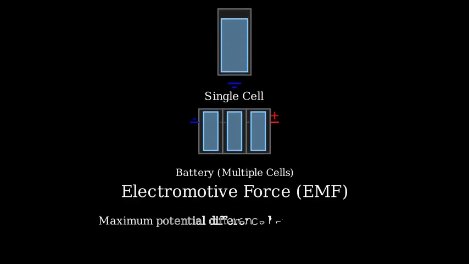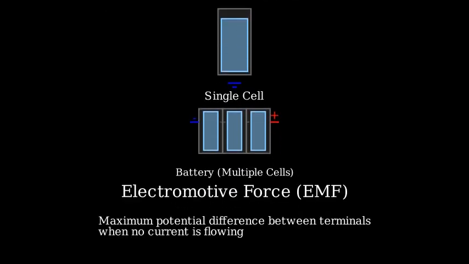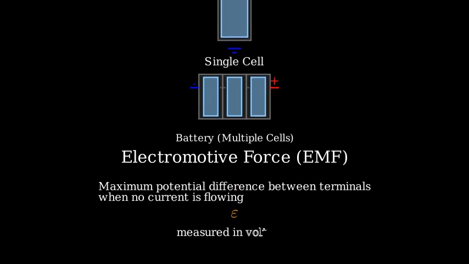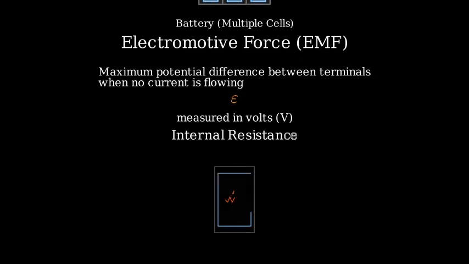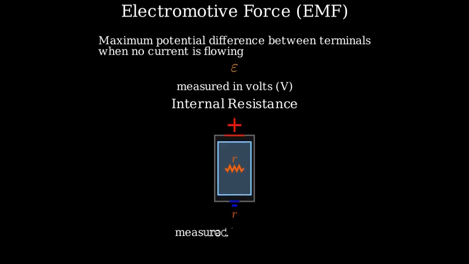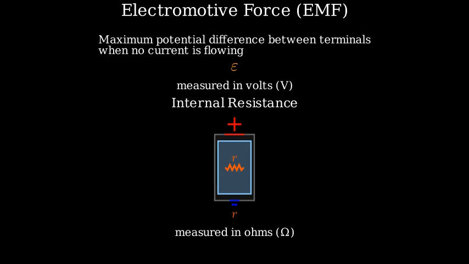The electromotive force, or EMF, is the maximum potential difference that a cell can provide between its terminals when there is no current flowing. The EMF of a cell is denoted by the Greek letter epsilon, and is measured in volts. All real cells have some internal resistance, which is the resistance of the electrolyte and other cell components. This internal resistance is usually denoted by R and is measured in ohms.